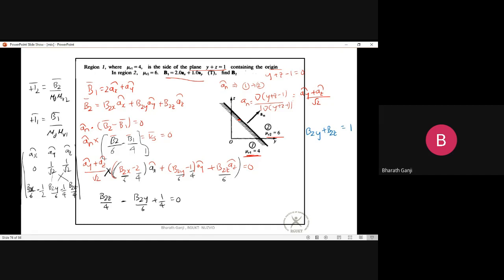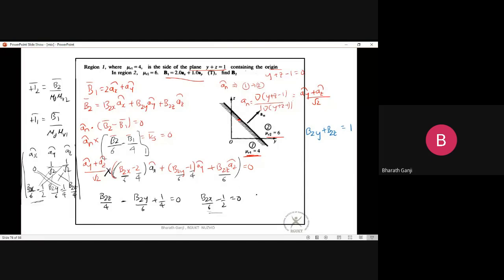And the other equation, for the ay component, I get 1 by root 2 times that thing, and b2x by 6 minus 1 by 2 should be equal to 0. And of course if I take the az component again, this factor becomes 0 and 1 by root 2 times this factor comes, and I get the same equation again. So equating the x component to 0, the y component to 0, the z component gives the same thing.